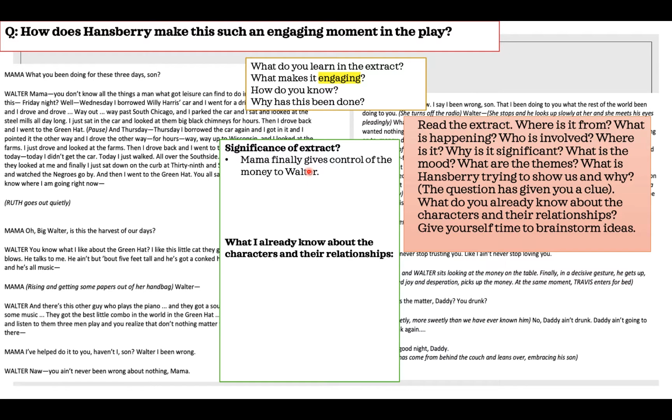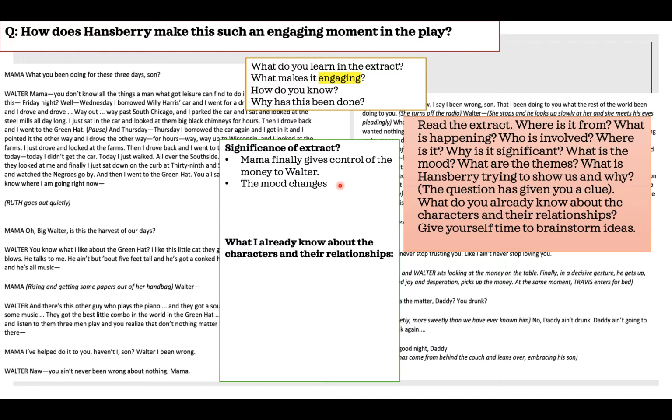So in terms of the significance of the extract, here we see that Mama finally gives control of the money to Walter. We know that the check is a symbol, a motif that's been used all the way through the play. It's something that has hugely affected the lives of all of the Youngers. And here we have this very significant moment where she finally relinquishes control of the money and she gives it to Walter, which is what he has been waiting for.